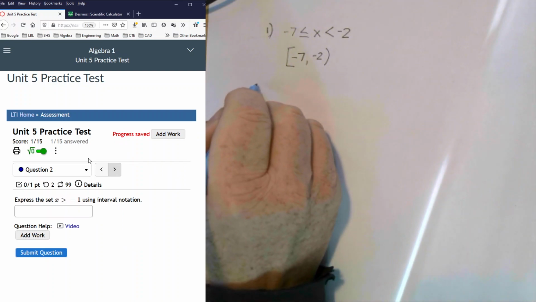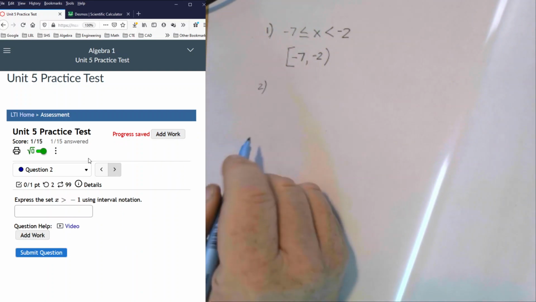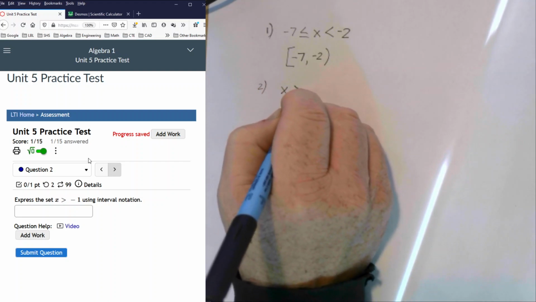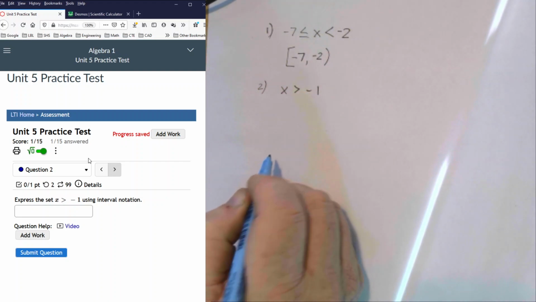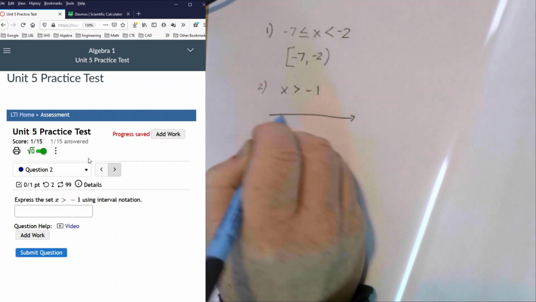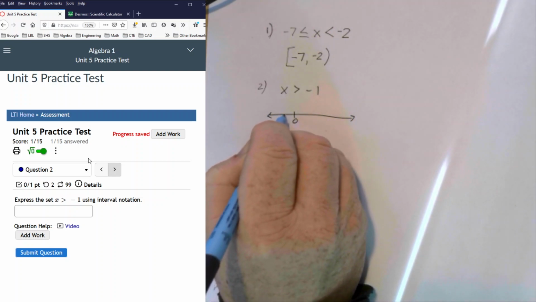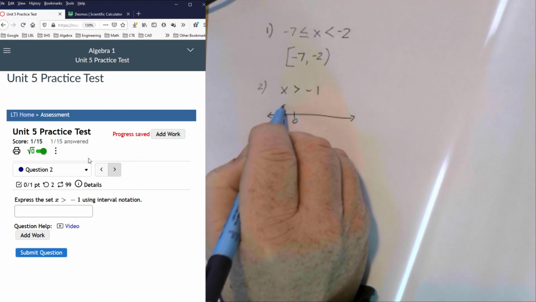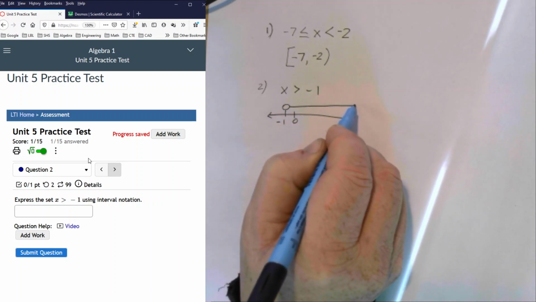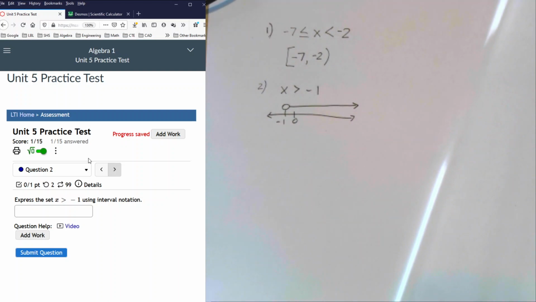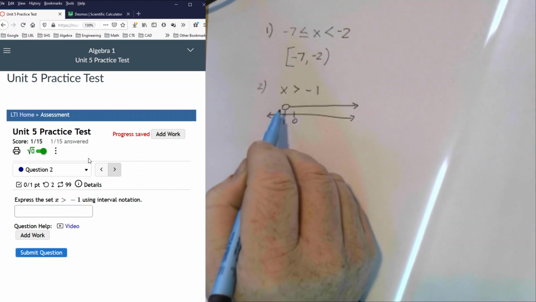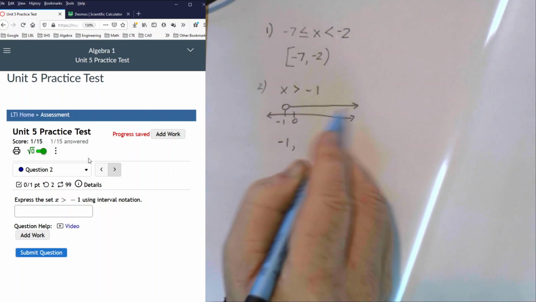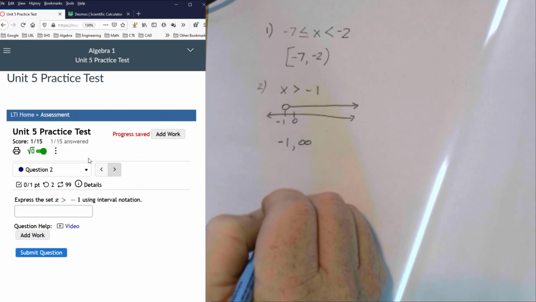Question 2. So here they're asking us to write x is greater than -1 in interval notation. So if I looked at a number line, here's 0, here's -1, x could be any of the values bigger than -1, right? So we have an arrow that looks like that. So the smallest value that x could be would be -1. And the biggest value, well, there is no biggest value, so we'd say that that's infinity.